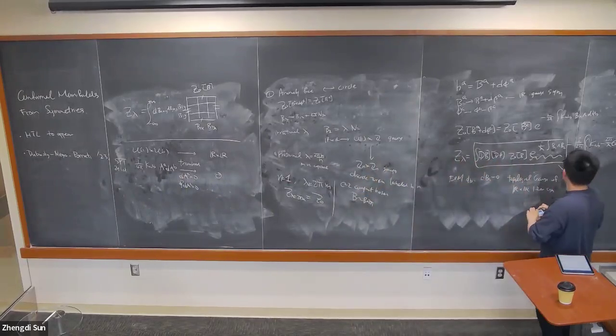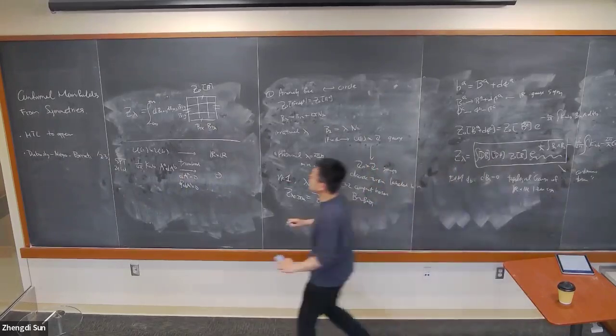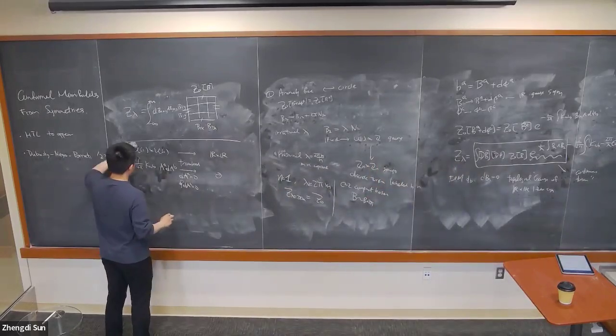So this is what happens in the anomaly free case. Let's now talk about what happens in the anomalous case.